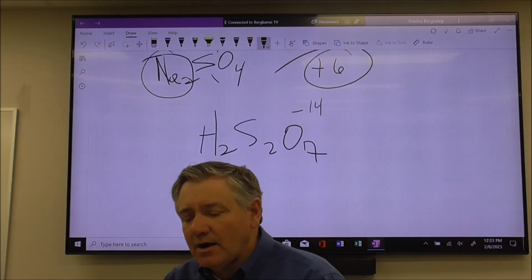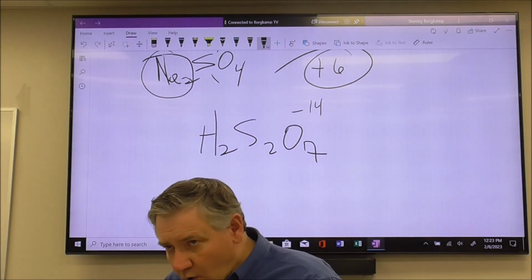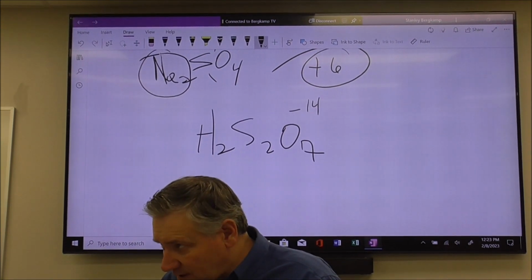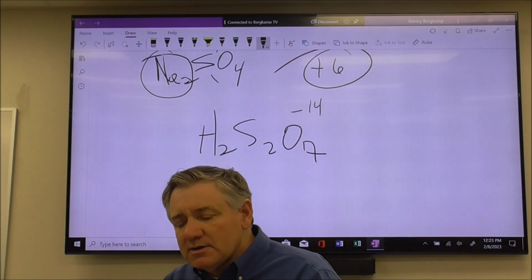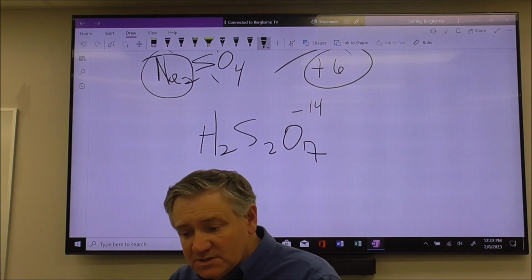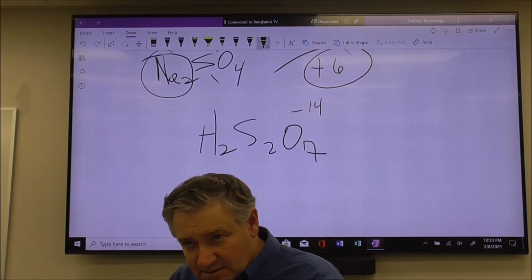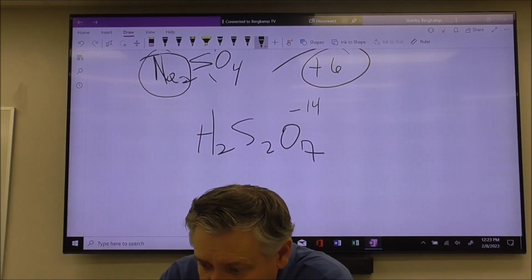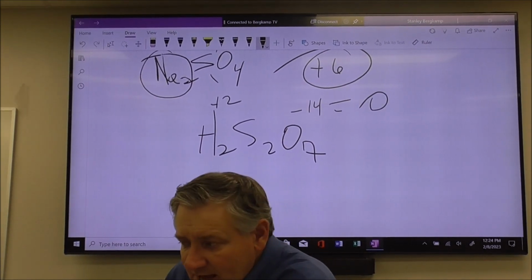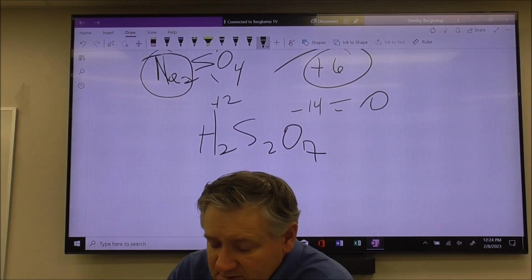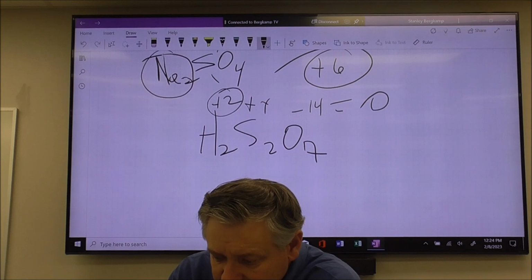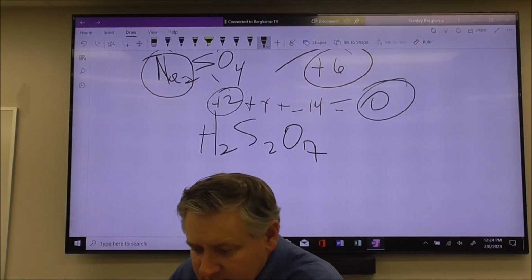-14. Now, hydrogen almost always is going to have an oxidation state of +1. It's going to lose that 1 electron. So if I take that hydrogen and it's going to lose an electron, and I've got 2 of them, what's the oxidation state of my hydrogens then? Total is going to be +2. So I want everything to add up to equal 0. So basically, I got +2 plus X plus -14 adds up to equal 0.